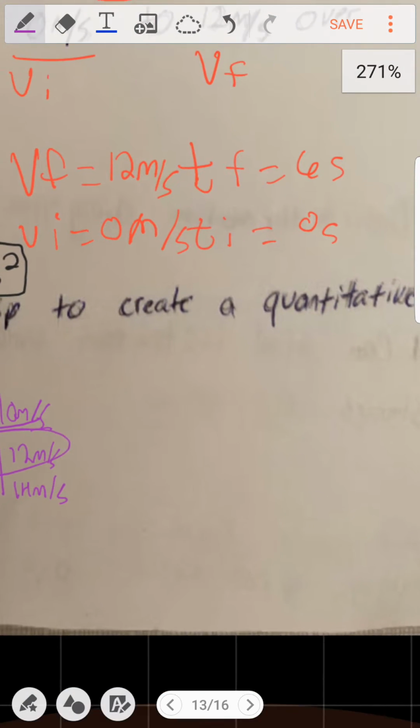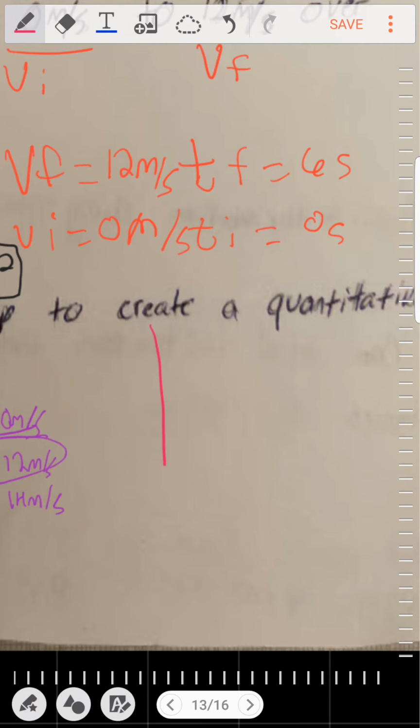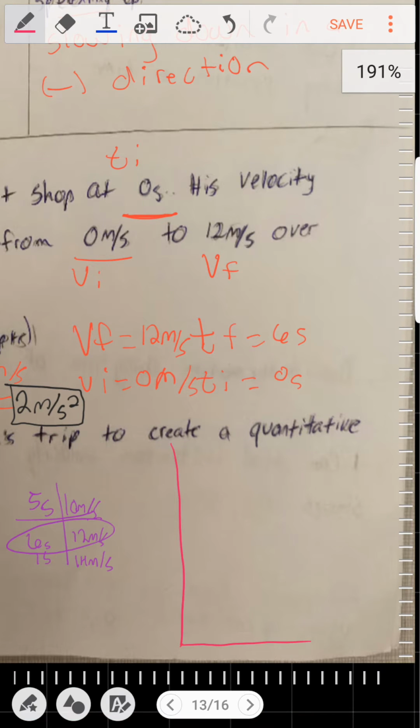So let's create a little graph over here. Let's use this magenta color. Oh, that line's crooked. Okay, so the effect of time on velocity should be the title of our graph. So the effect of time on velocity. And let's go, it's going up by 2. So let's go 0, 2, 4, 6, 8, 10, 12, 14, 16.